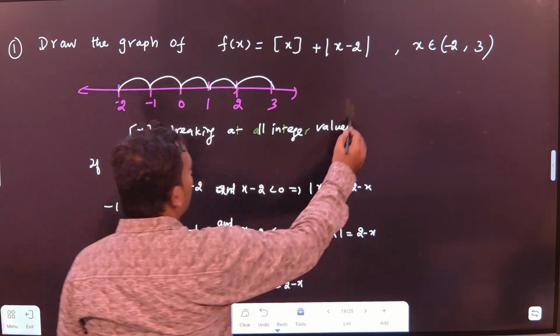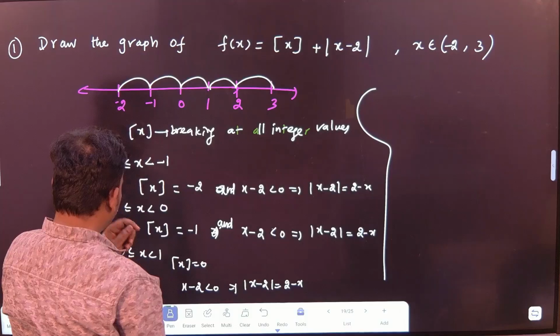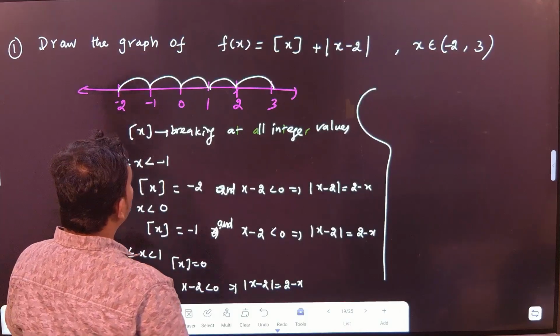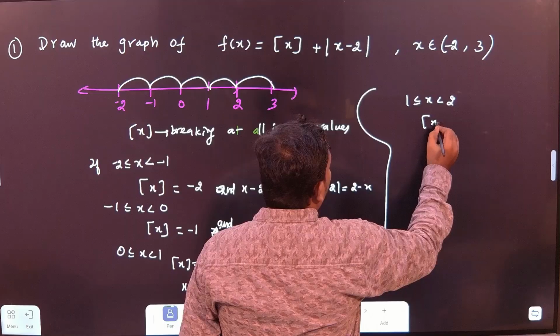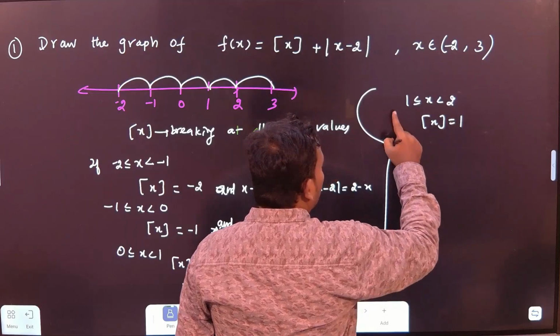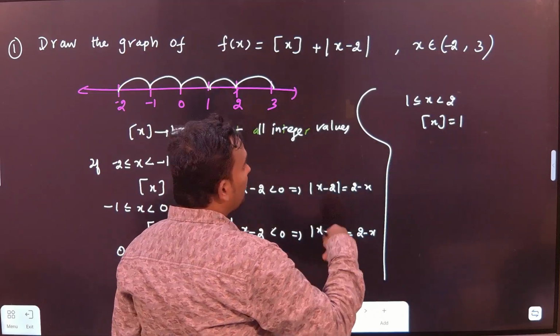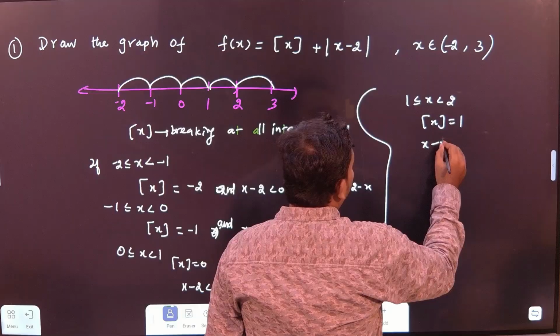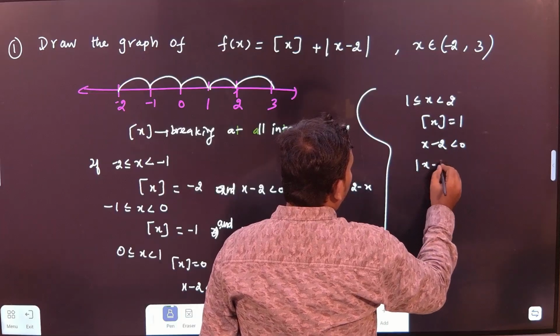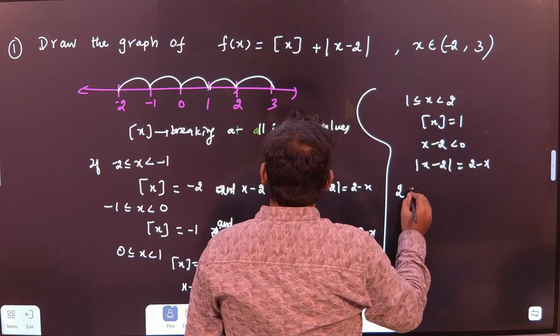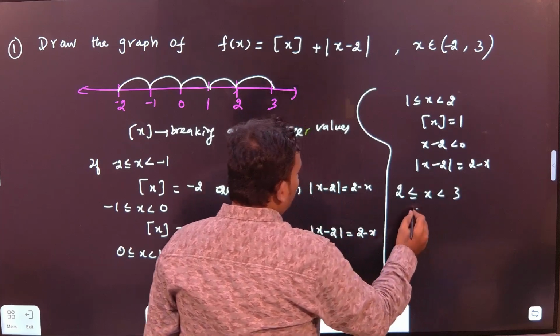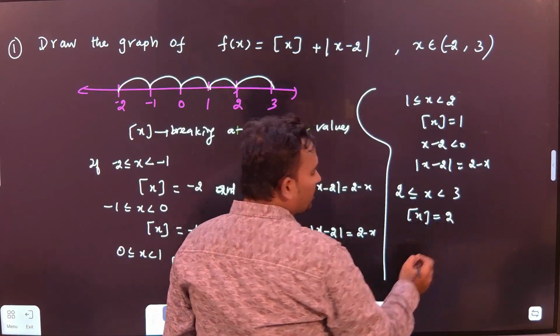Okay, next you can take 1 to 2, right? In the interval 1 to 2, the greatest integer is 1. So you can add minus 2, and definitely it will be negative. x minus 2 is negative, therefore mod x minus 2, how to write? It is 2 minus x.